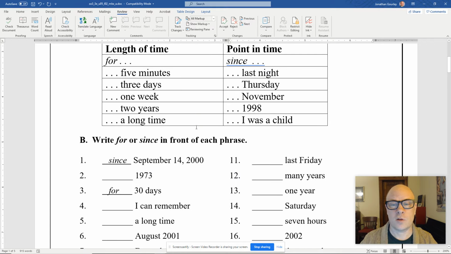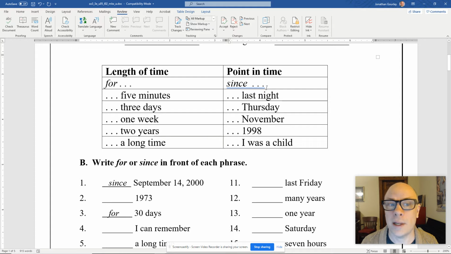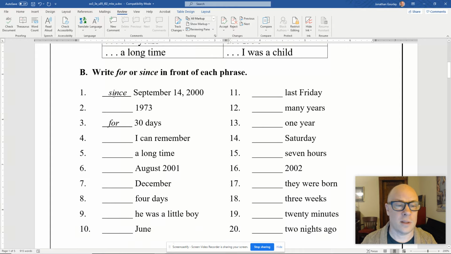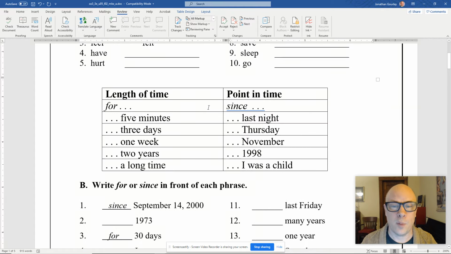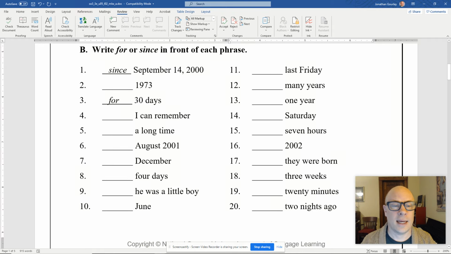Now, when you want to describe how long something has happened, you might choose a length of time or a point in time. And that's when you use for or since. You use since with a point in time, and for with a length of time. So since this is a particular time, September 4th, 2000, that's a point in time. That means a specific time. So we use since. And then a length of time, like 30 days, we'd use for, right?